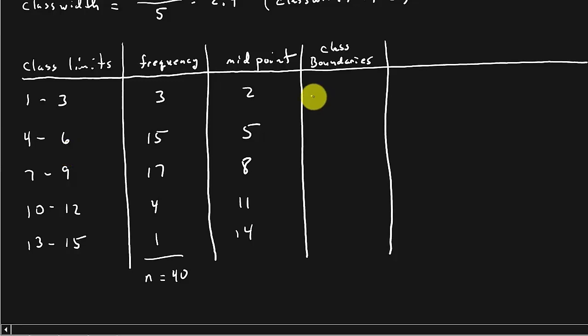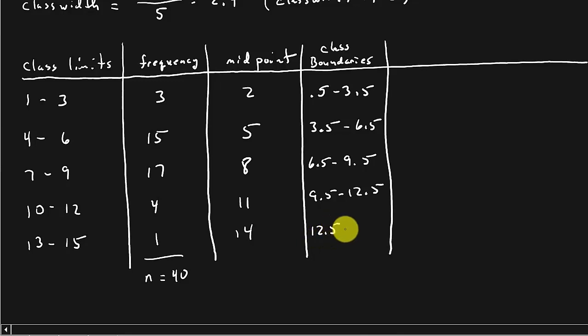But that's how you would do it. So this is going to be 0.5 to 3.5, subtract a half, add a half. Subtract a half, add a half. And then we just continue that on down. And then 12.5 to 15.5. And so there's our class boundaries. All right.